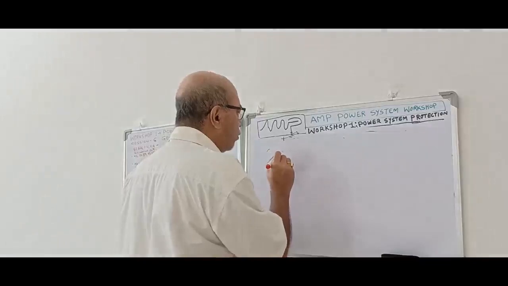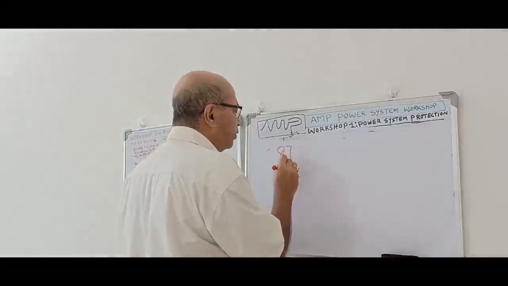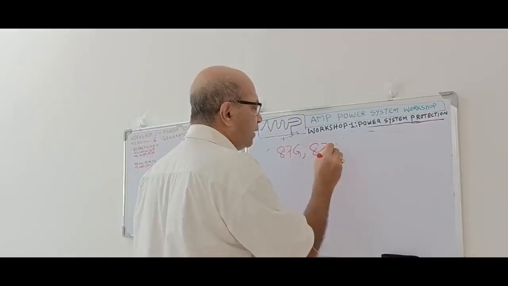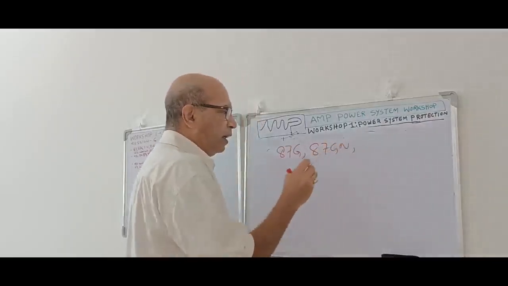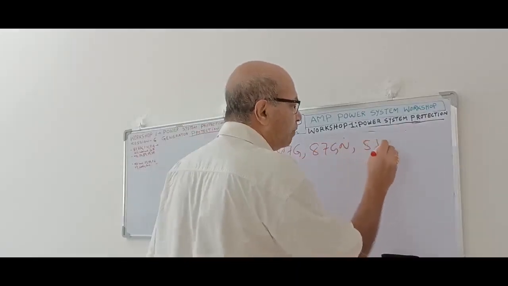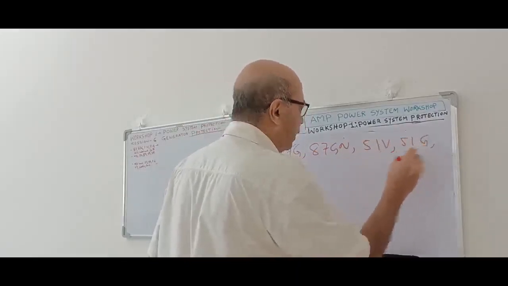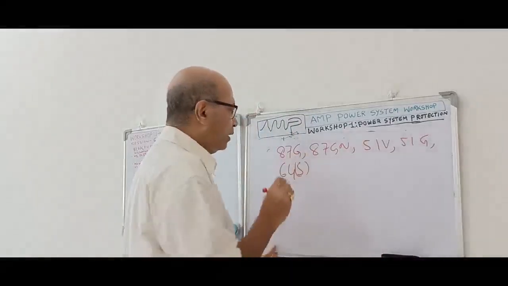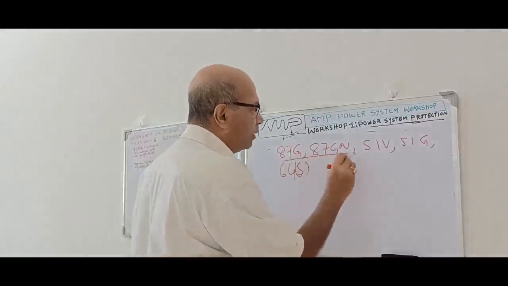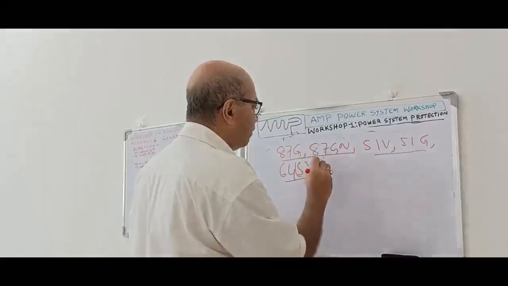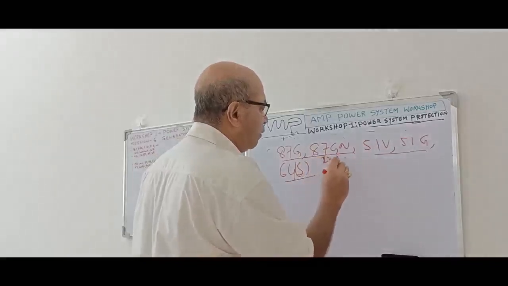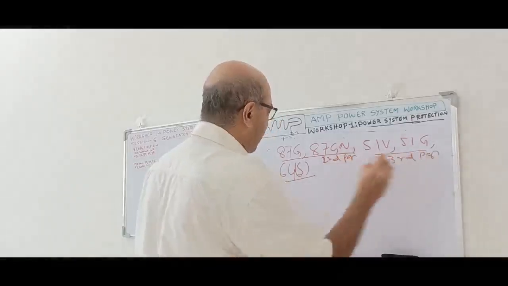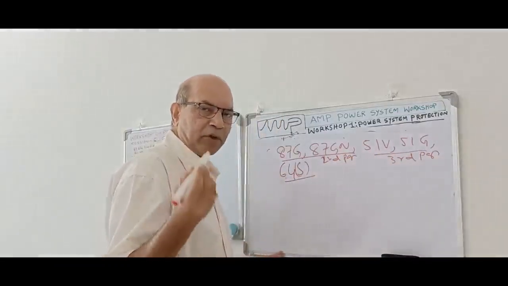In the first session we discussed the differential protection 87G, which is 87G and 87GN, you can say another way. Then in the next session we discussed 51V, 51G and 64 restricted earth fault. In the third part, and the fourth part, we discussed various abnormal service conditions.